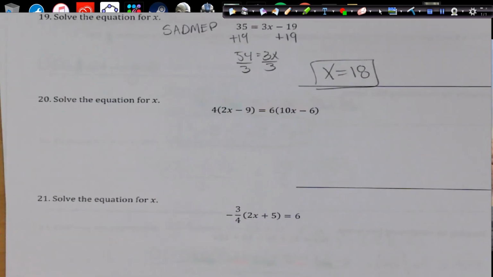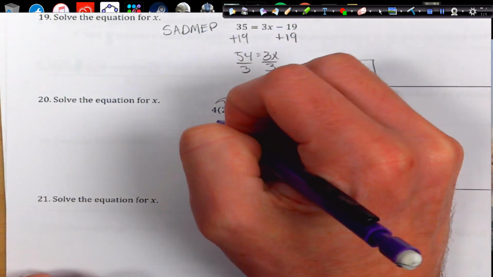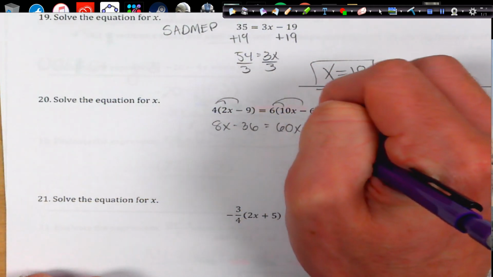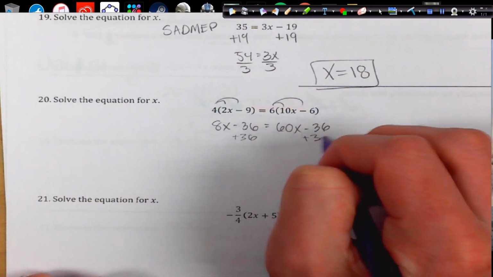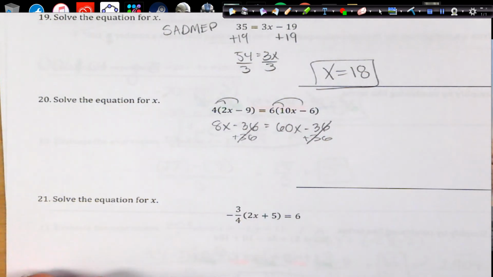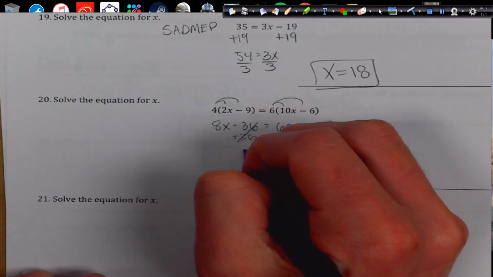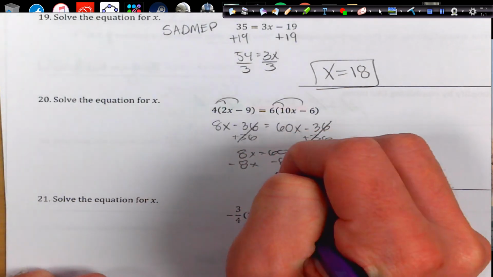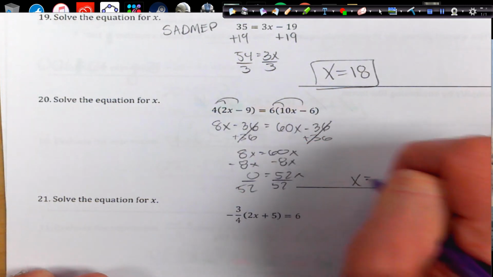All right, so before we can solve this, we have to actually distribute, and then we can move things. So this is going to be 8x minus 36 equals 60x minus 36. Go figure. When I add 36 to both sides, we're actually going to go ahead and get those to cancel. And then we're going to get 8x equals 60x, subtract 8x, and we're going to get 52x equals 0, divide by 52, and x is going to equal 0.